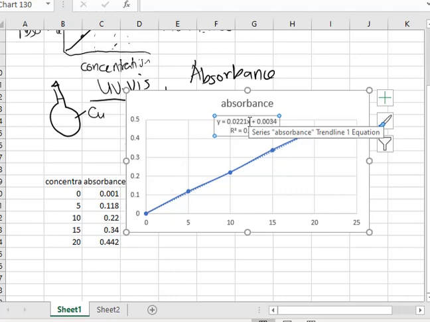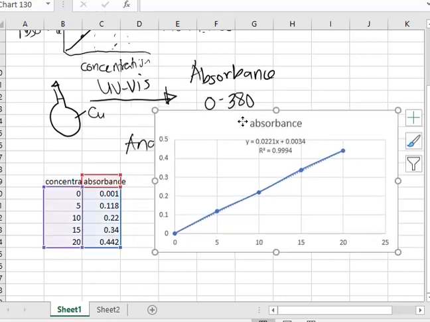Now take note that the absorbance of your sample is 0.380. It must be somewhere between 15 to 20, right? Because the higher the concentration, the higher the absorbance. So your 0.380 must be somewhere here. And how would you get that? You just substitute 0.380 for y, because absorbance is the y-axis, and then you find x, and you get the concentration of your sample.